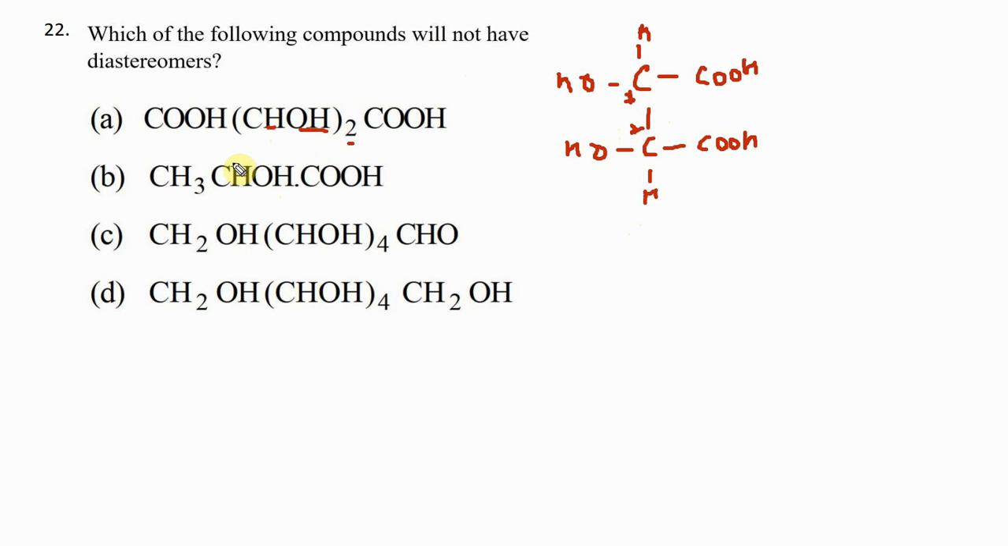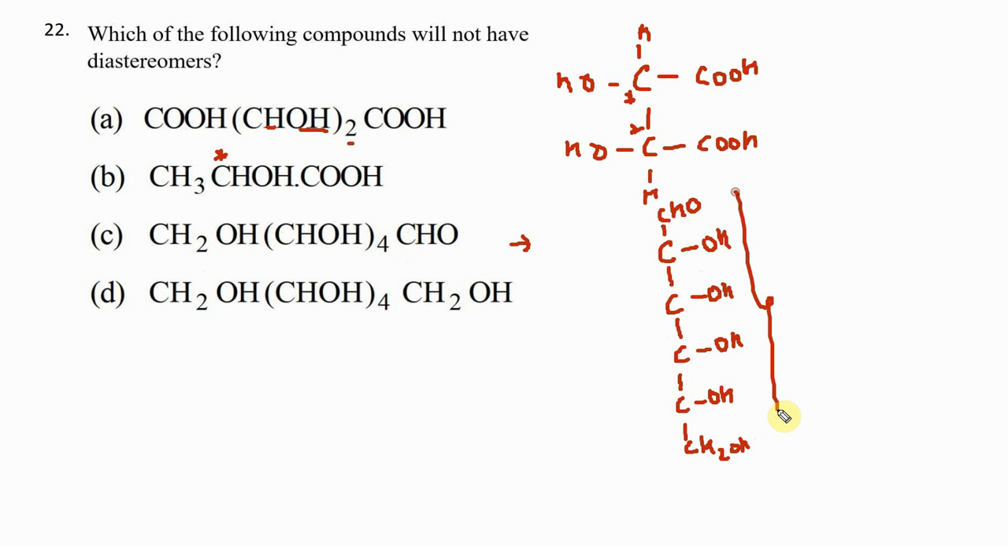Let's go to this one. How many chiral centers are there? Only 1. How many chiral centers does this one have? Let's draw this: 1, 2, 3, 4, CHO, 5. 1 plus 4 plus 1, 6 carbons. In all of these there are OH, OH, OH, OH, CH2OH, nothing but a diastereomer of glucose. We are going to see this later. If you put CH2OH here also, a diastereomer will come. So these two will have diastereomers, but this one will not have a diastereomer.